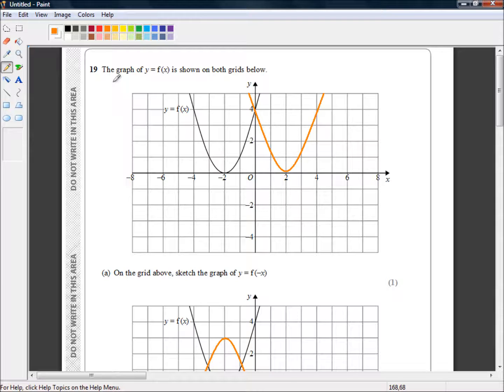The graph of y equals f of x is shown on both grids below. So this is the same graph on this one and it's the same graph on this one. Part A says, on the grid above, sketch the graph y equals f of negative x. Okay, well, that's straightforward. If you've got y equals f of negative x, then that's just a mirror image reflection around the y-axis.